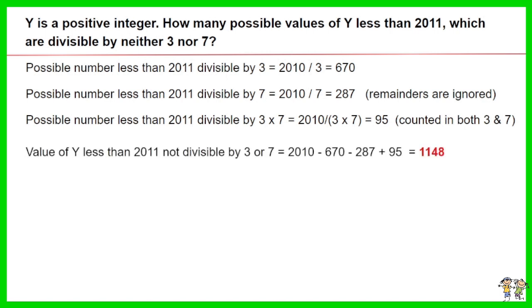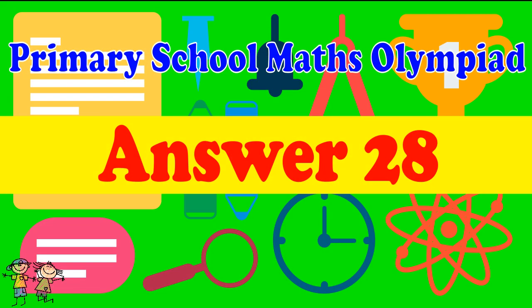Thus the value of y less than 2011, not divisible by 3 or 7, equals 2010 minus 670 minus 287 plus 95. The answer is 1148.